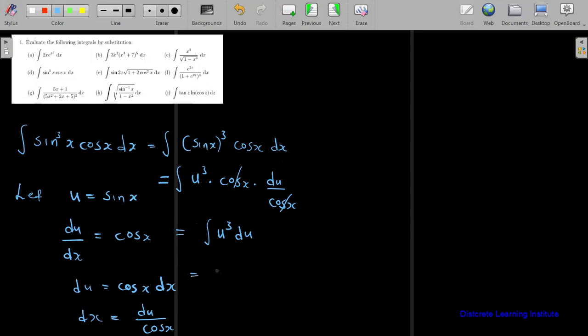So what's the integral of u to the power 3? That's u to the power 3 plus 1, which gives me 4, over 3 plus 1, which gives me 4. Then plus c, because this is an indefinite integral. And don't forget to replace the u back, because you have to write this in terms of what? X. So that's sine x to the power 4 over 4, then plus c. So that's your solution to part E.